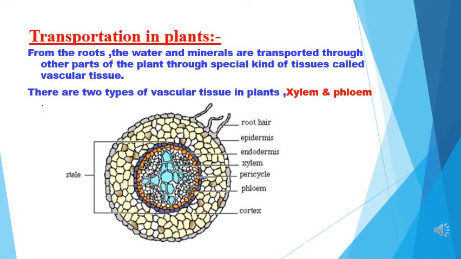Now let us understand how transportation occurs in plants. Transportation from the roots occurs mainly with the help of xylem. The water and minerals are transported to the other parts of the plant by these tissues which are called vascular tissue. The xylem transports water and minerals while the phloem transports food.